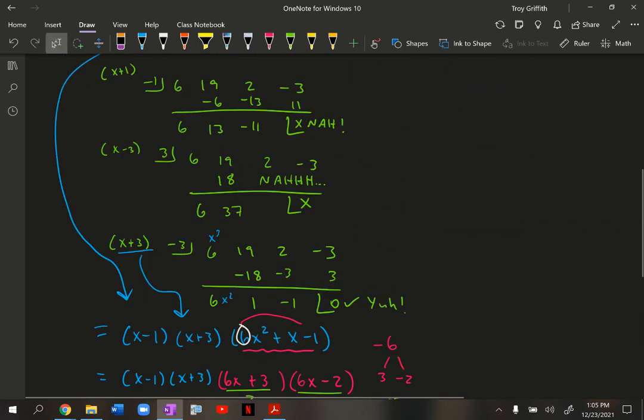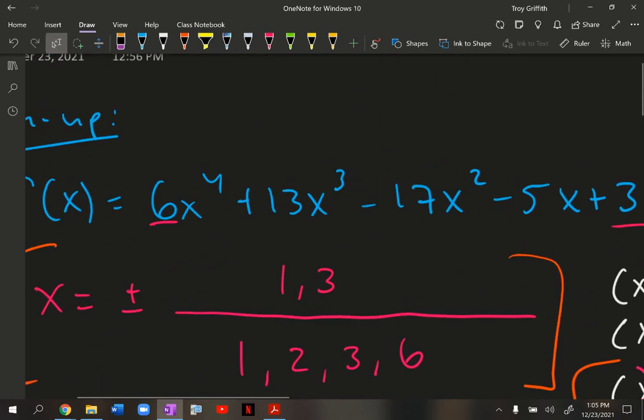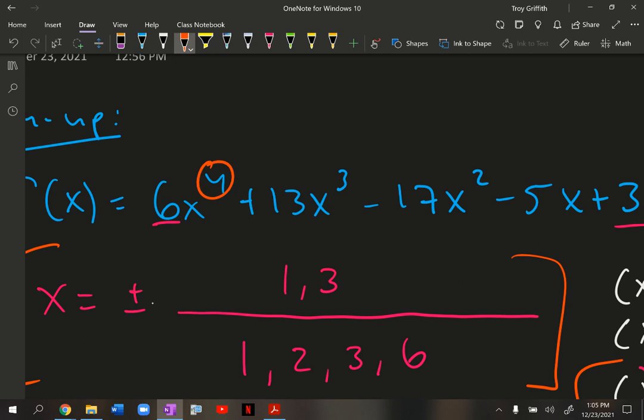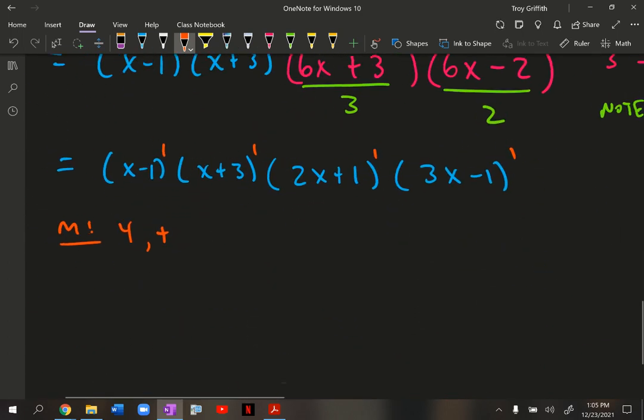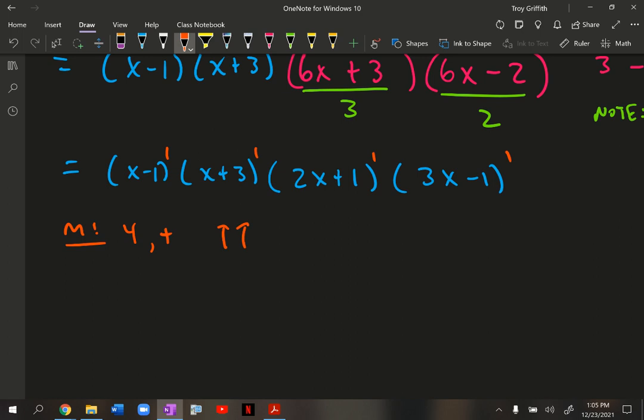Okay, does that match up with what we started with? Of course it does. We've got a 4 here, and this is positive. So in this case, we are even and positive. That's up and up. Okay, for my x-intercepts, set each set of parentheses equal to 0 and solve for x. That gives me 1, negative 3, negative 1/2, and 1/3.